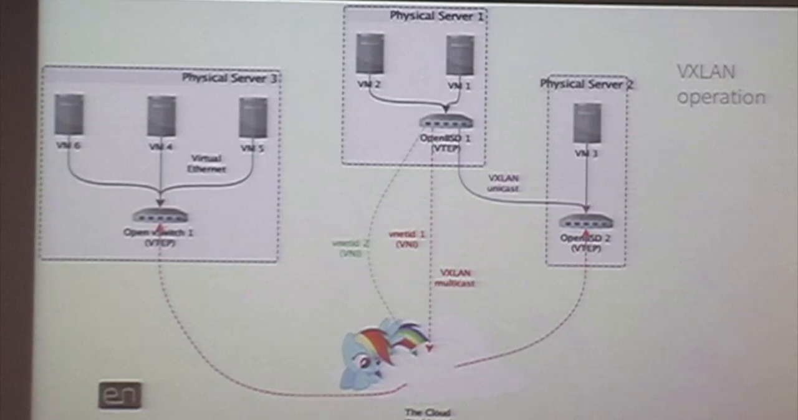And then it can also operate in unicast mode, so that when it knows the tunnel endpoint of a specific MAC address, it directly sends a unicast message to this endpoint. So this is also something that is not available in VLANs, in classic VLANs.